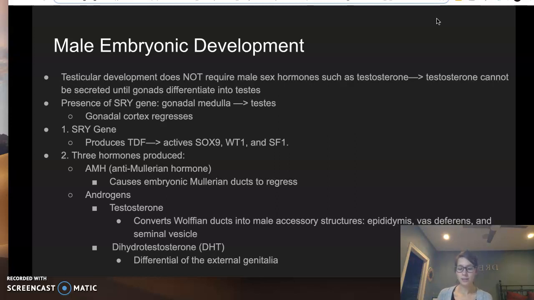And so once the testes differentiate, 3 hormones are produced. First, AMH, which is the anti-Mullerian hormone, which also has the name Mullerian inhibiting substance, so you may see it in both forms. It is a glycoprotein that is secreted by the testicular Sertoli cells, and it causes the embryonic Mullerian ducts to regress.